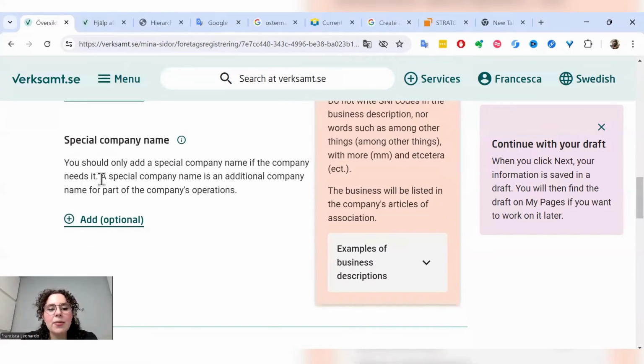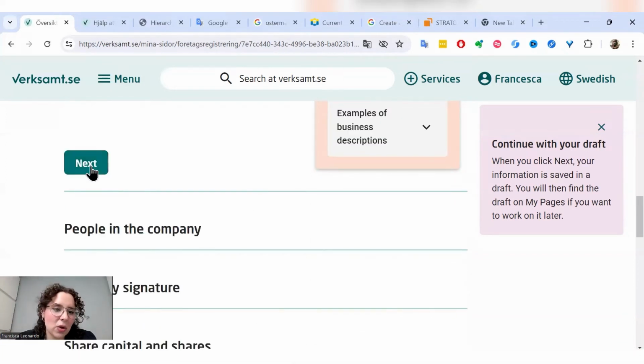Special company name, this is if for some reason you want to have an additional company name, let's say a branch within the wider company, then you would add it here. But again, it comes with an extra cost, so maybe that's not worthwhile.